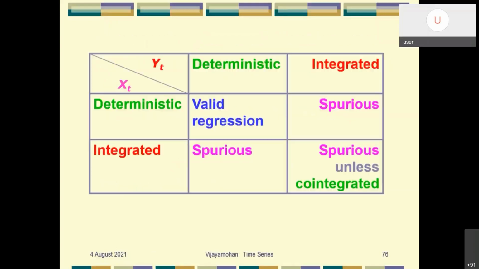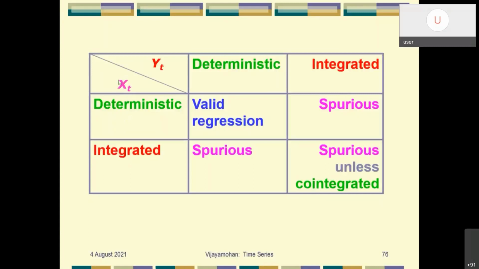That is, suppose we have two variables yt and xt. Yt may be deterministic or integrated. That is, deterministic means stationary, integrated means non-stationary. Similarly, xt also can be stationary or non-stationary. If we have both yt and xt stationary variables, then we have a valid regression. Otherwise, in all the cases, we will be getting spurious regression. If one or both the variables are integrated, then we will be getting spurious regression.